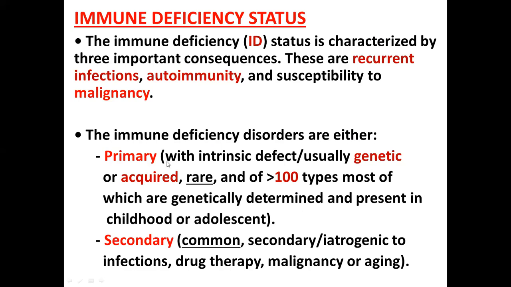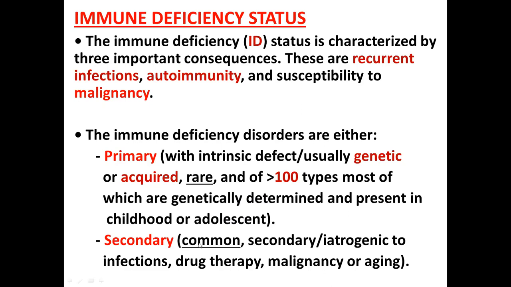These disorders can be primary or secondary. The primary with intrinsic defect, usually genetic, but may be acquired, which are rare. More than 100 types of immune deficiency are available. And most types which are genetically determined are present during childhood and adolescence. They appear early in life.